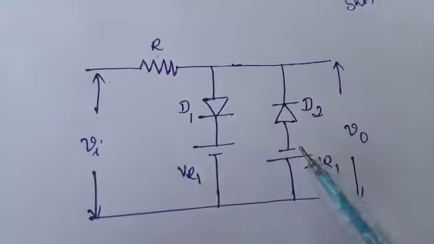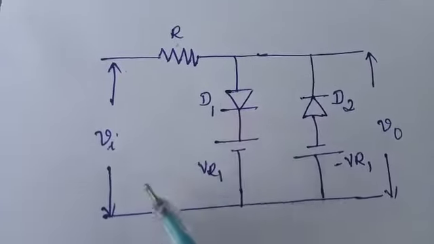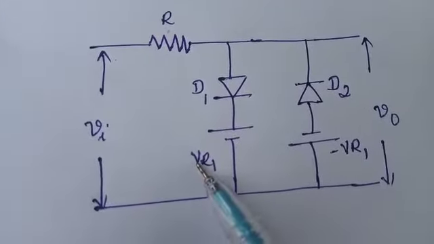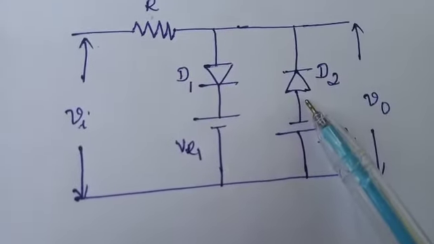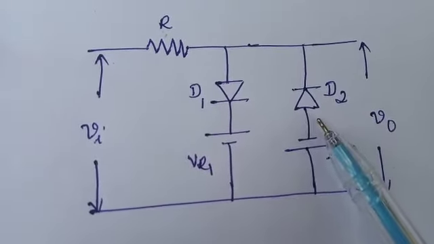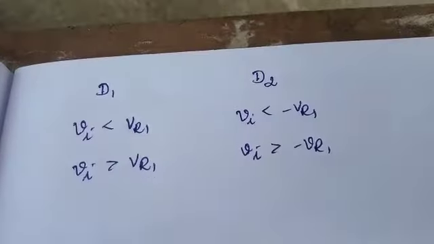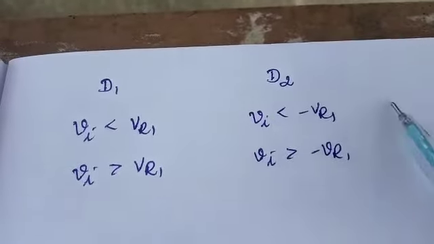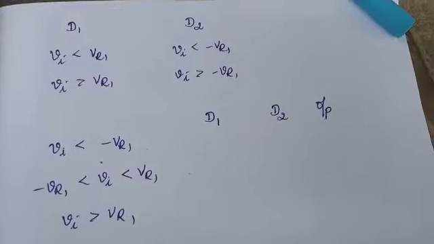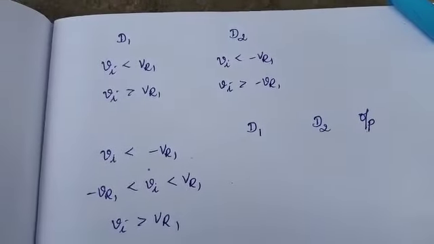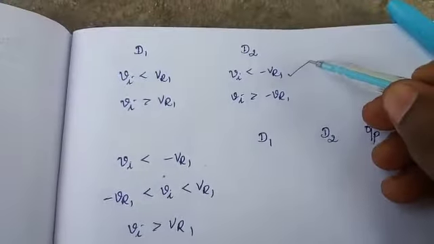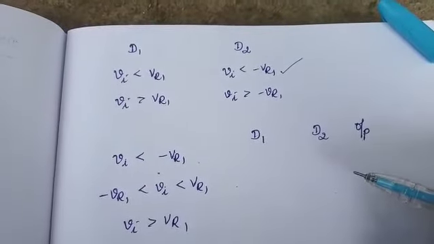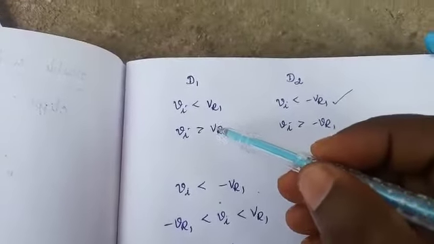For diode D1, the conditions are Vi less than VR1 and Vi greater than VR1. For diode D2, they are Vi less than minus VR1 and Vi greater than minus VR1. These are the on and off conditions for the two diodes D1 and D2. Now we are going to minimize these four conditions into three. The first condition remains as it is, Vi less than minus VR1, and the last condition is also as it is, Vi greater than VR1.